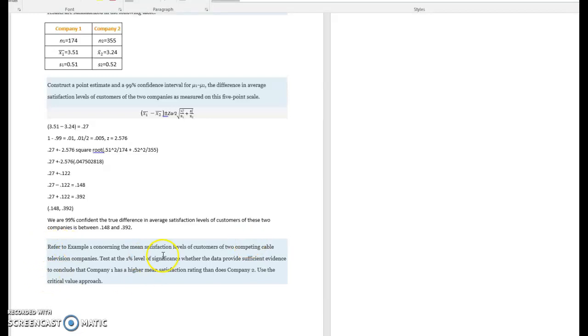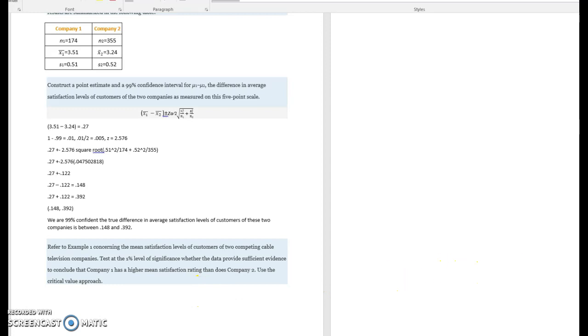All right, so now let's look at example 2 right down here. Refer to example 1 concerning the mean satisfaction levels of customers of 2 competing cable television companies. So that's that information we had right up here. Test at the 1% level of significance whether the data provides sufficient evidence to conclude that company 1 has a higher mean satisfaction rate than does company 2. Use the critical value approach.